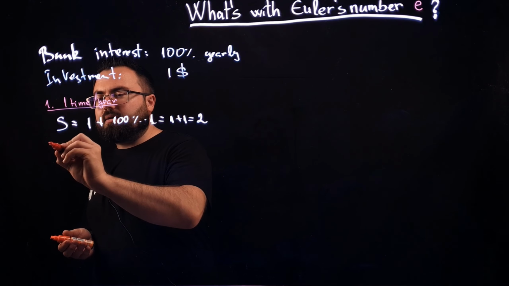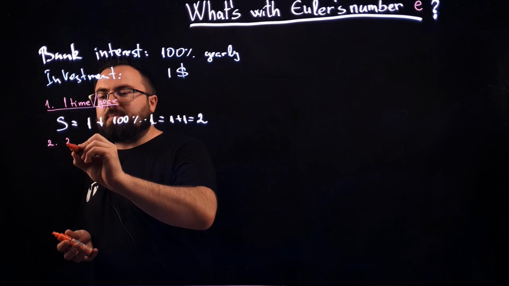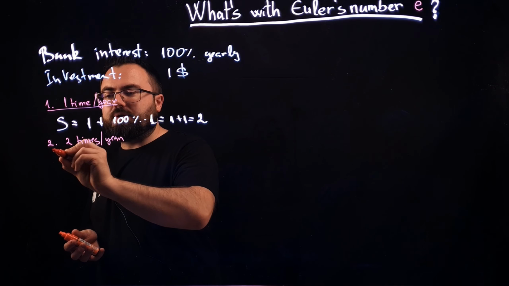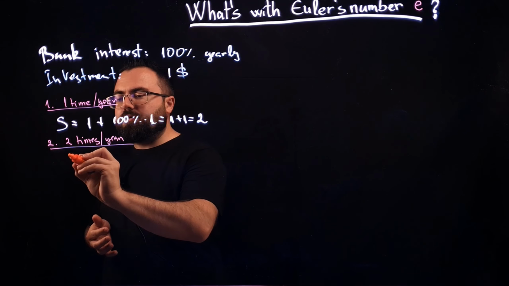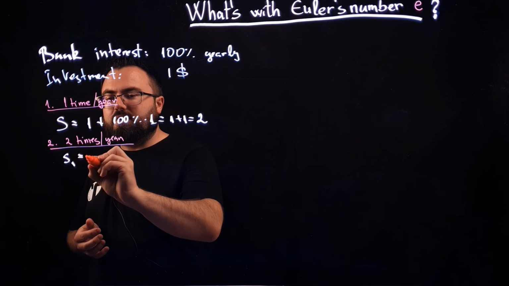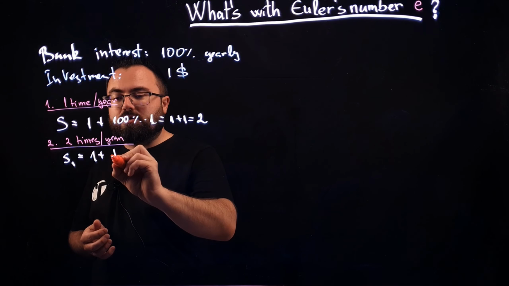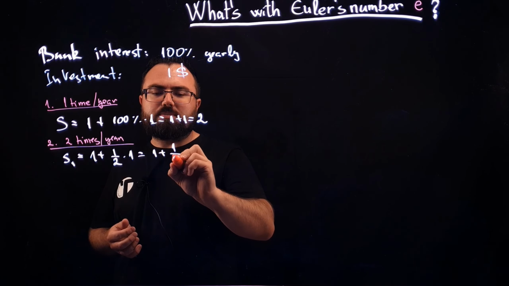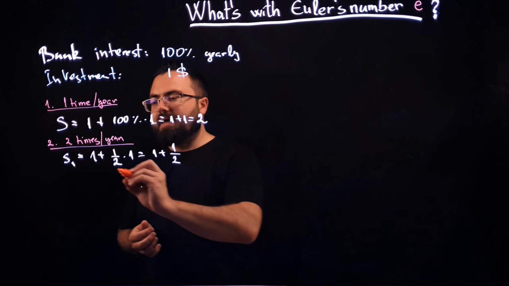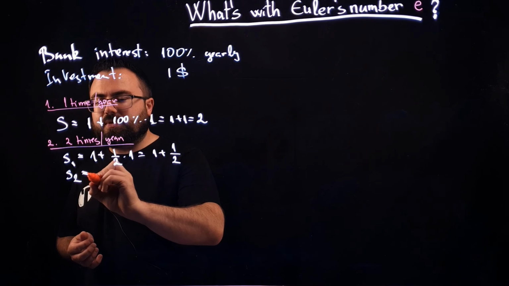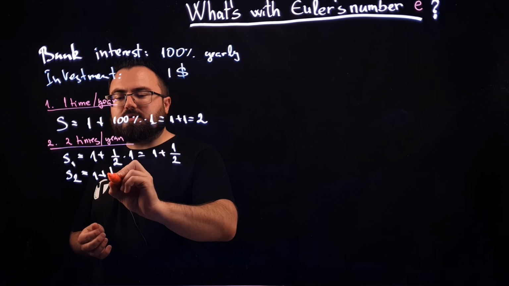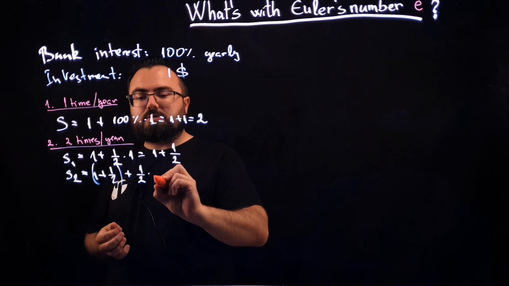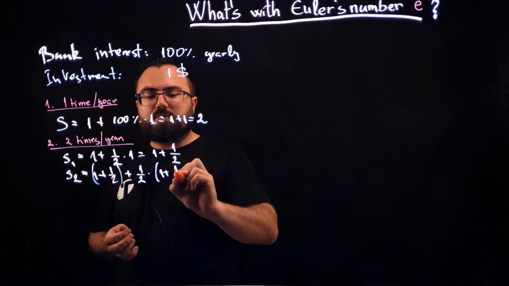The second topic was what happens if this is capitalized 2 times per year. And now in the first half, you'd have 1 plus 1 over 2, that's the 50% times 1, and this is simply put 1 over 2. For the second half, you would have 1 plus 1 over 2 plus, now it's the 50% of your interest in 1 plus 1 over 2.